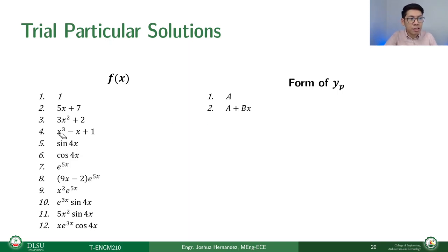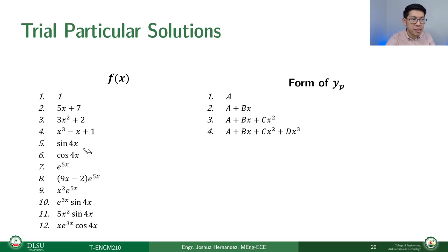Third, how about 3x squared plus 2? Pause this again. The form of yp should be, yes, A plus Bx plus Cx squared. So by now, you have probably gotten the pattern. Depending on the degree of the polynomial is the expansion of our trial particular solution. How about number 4? This one, x cubed minus x plus 1. Yes, it's A plus Bx plus Cx squared plus Dx cubed. So whatever the degree of the polynomial is, your trial particular solution should match it. How about number 5?